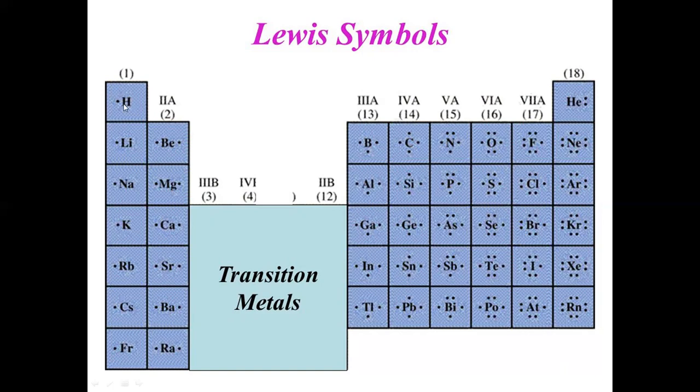So here you can see hydrogen, lithium, and sodium all have only one electron in their valence shell, so only one dot on their Lewis structures. Similarly, the oxygen atom has 6 valence electrons, so 6 dots on its Lewis structure. Is it clear to you?